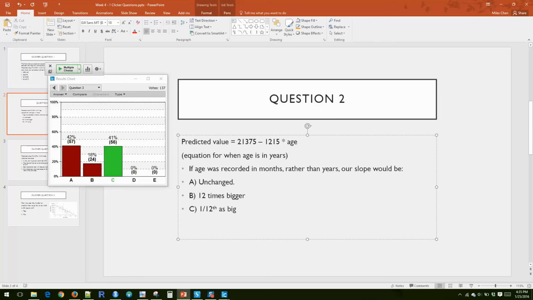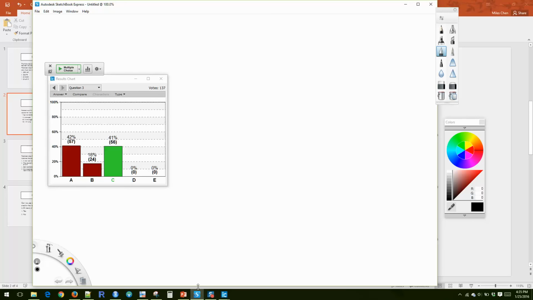So the slope changes. I think maybe that's worth writing here. Changing units will change the slope. Changing units does not change the correlation.